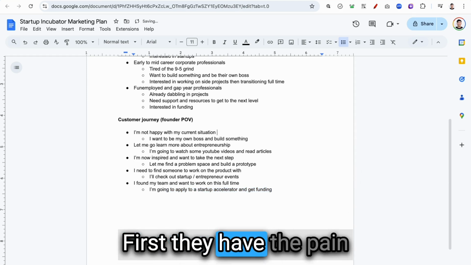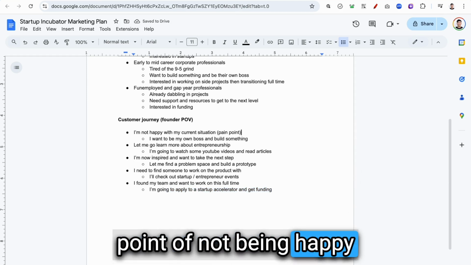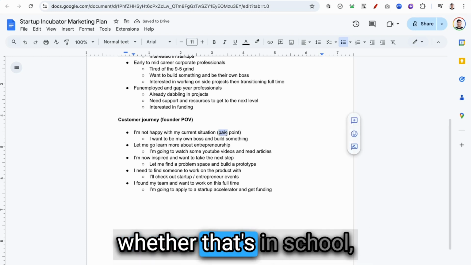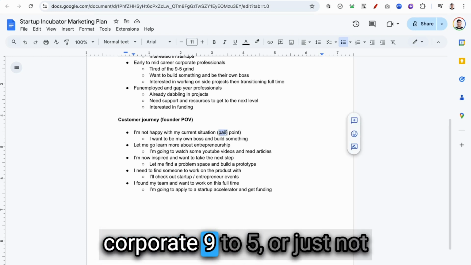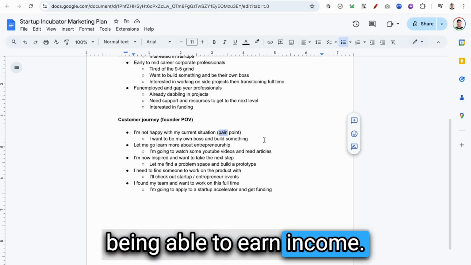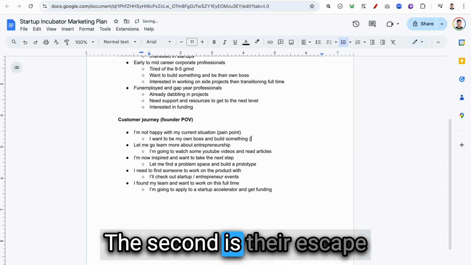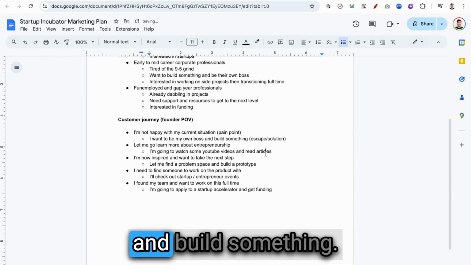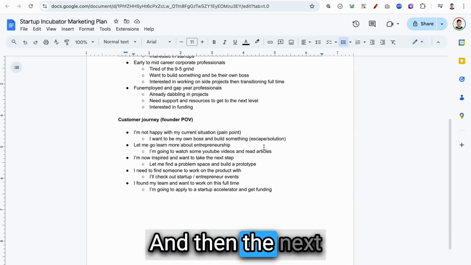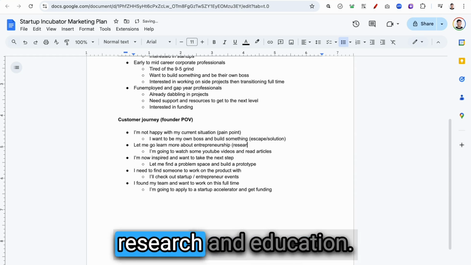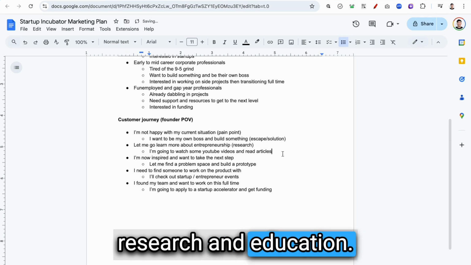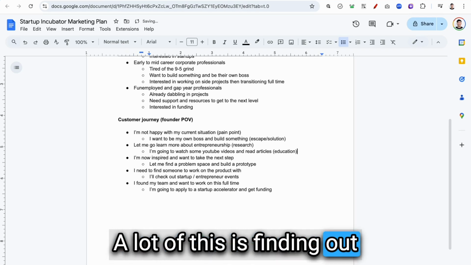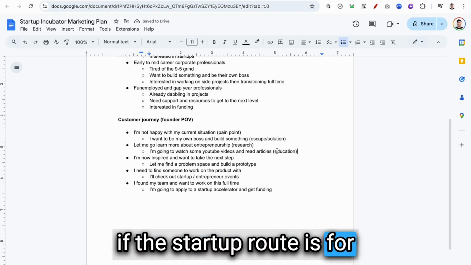First, they have the pain point of not being happy with their current situation, whether that's in school, corporate 9 to 5, or just not being able to earn income. The second is their escape or solution, which is I want to be my own boss and build something. And then the next stage after that is research and education. A lot of this is finding out if the startup route is for them.